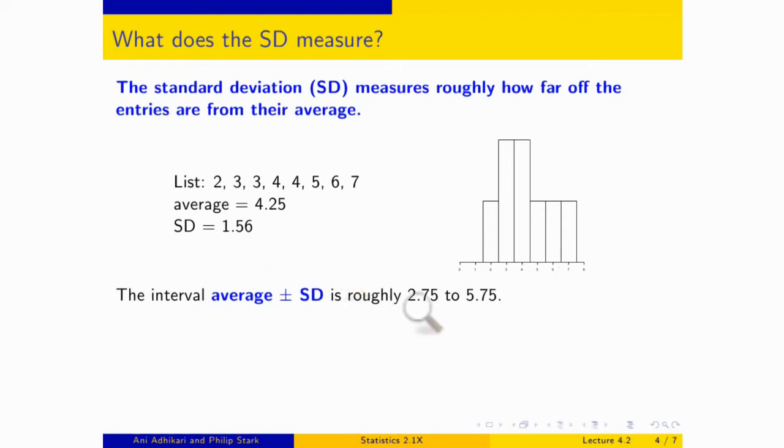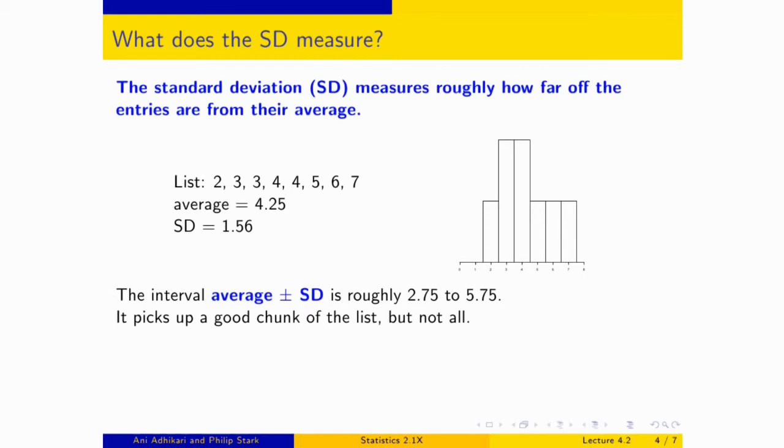And so that interval is 2.75 to 5.75. Yes, I'm rounding. 2.75 to 5.75 is right here. And you can see that that interval picks up a good chunk of the list, but not everything. That's not unusual for the range average plus or minus SD, though the percentage differs, and possibly quite markedly, from one list to another.